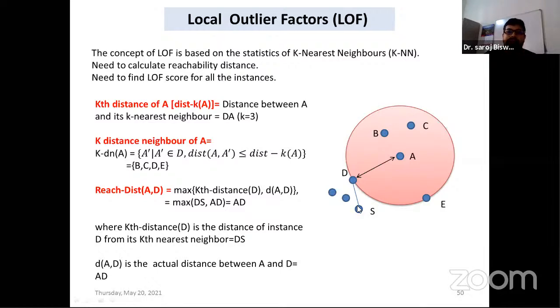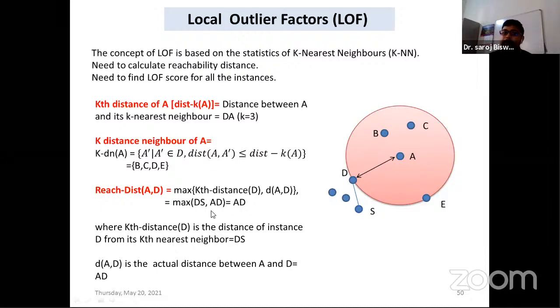If we want to find the kth distance of D, as we have taken the value of k equals 3, it becomes the third distance of D. So the third distance of D becomes ds. ds is the third distance of D. That's what we have given here, ds, comma. Then the distance between A, comma, D. We have already calculated the distance between A and D. So here we have two distances.